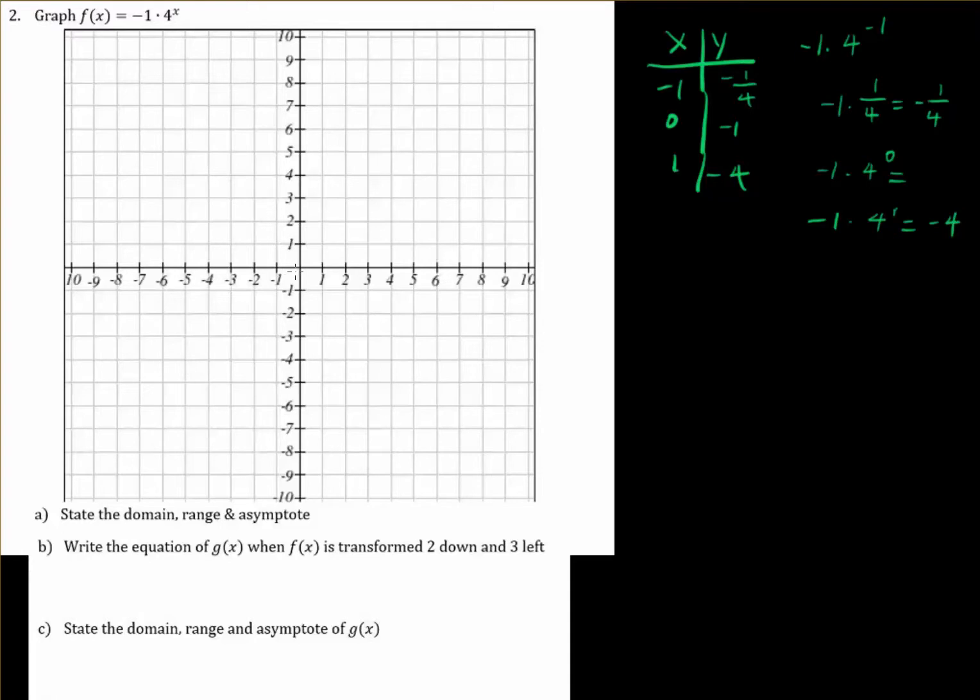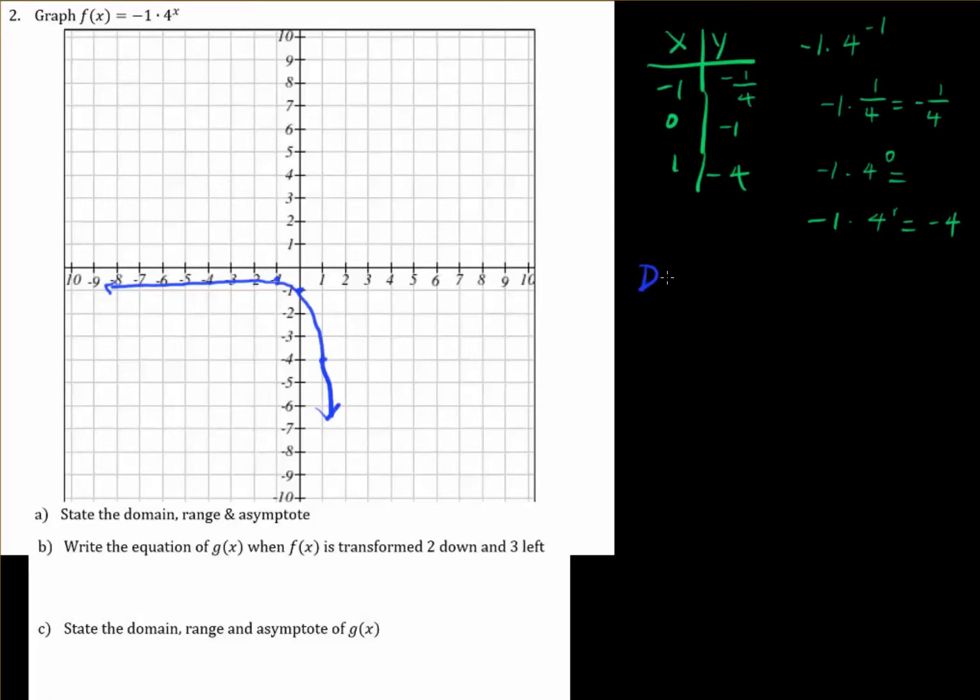-1, -1/4 is somewhere like there. It's not going to be precise, but 0, -1 is going to be here, and 1, -4 is going to be here. Okay? Let's try to connect those. And here we go. Okay, state the domain and range and the asymptote of f of x.